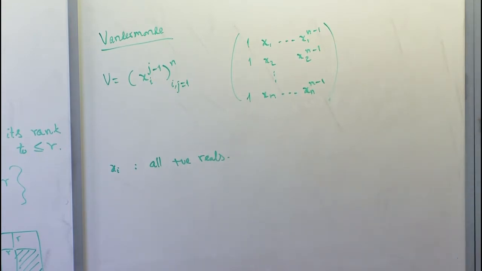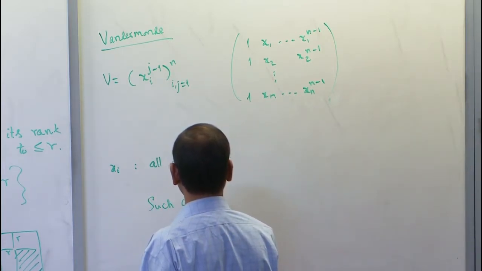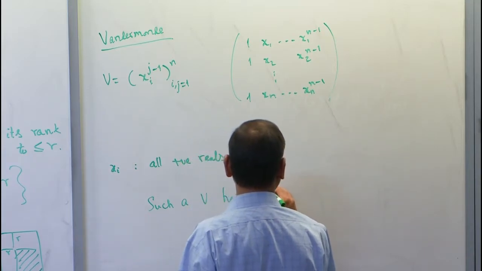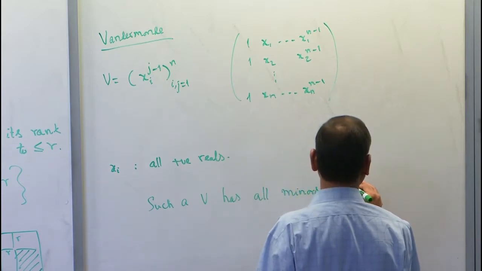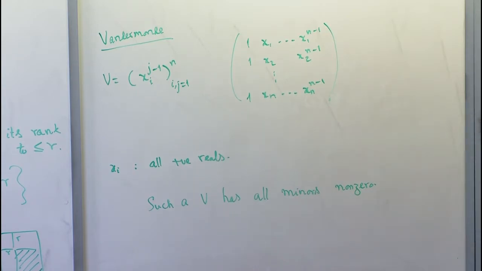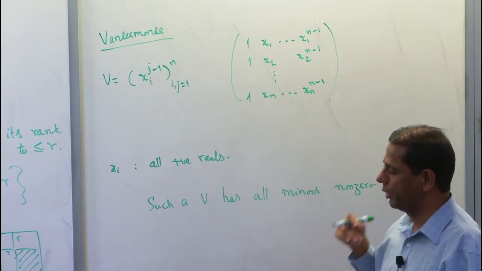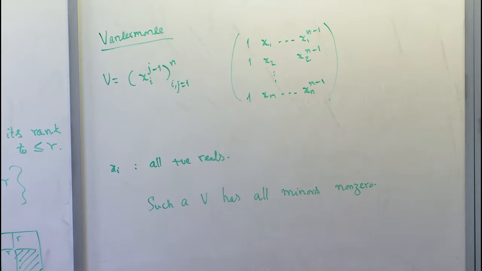So if I do that, then the interesting property is that such a van der Waals matrix has all minors non-zero. Every subdeterminant of every size of this matrix is non-zero. So it looks very robust, because if you want to reduce the rank to, say, R, you pretty much have to kill every R plus 1 by R plus 1 subdeterminant. And you have to do this for every value larger than R. Of course, if you do that for R plus 1, then you have done it for everything.